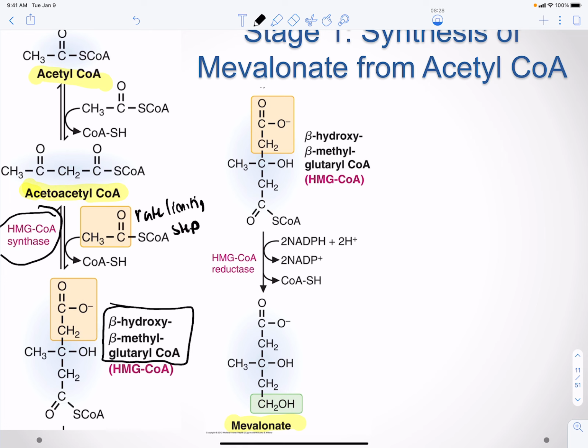Okay, so once you have this beta-hydroxy-beta-methylglutaryl CoA, you then are going to reduce it. This requires 2 NADPH, and you're going to generate mevalonate. The HMG-CoA synthase is going to be distinct from the mitochondrial synthase that was part of ketone body production. So remember, mitochondria has its own beta-hydroxy-beta-methylglutaryl CoA synthase. It's in the mitochondria. This is cytosolic HMG-CoA synthase.